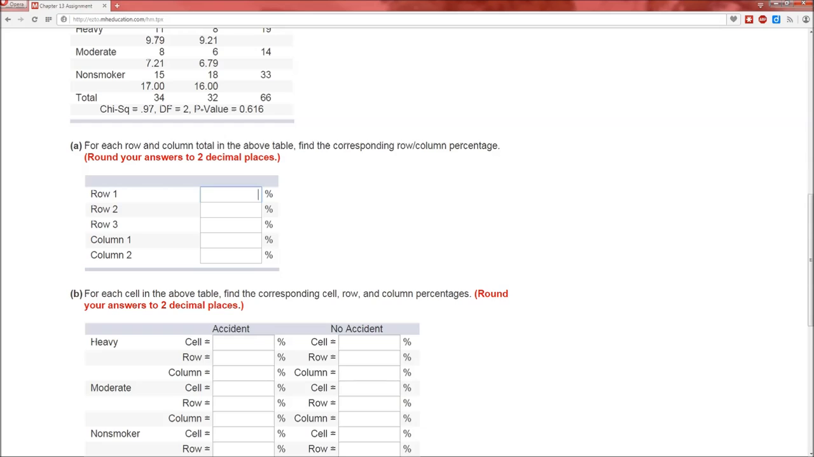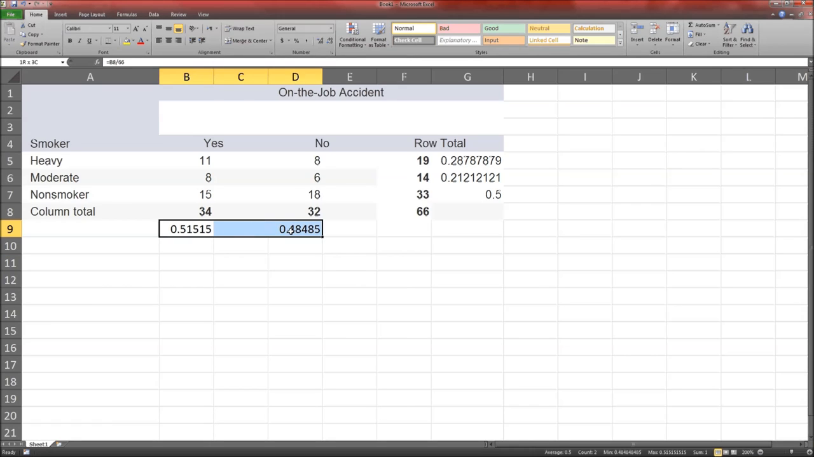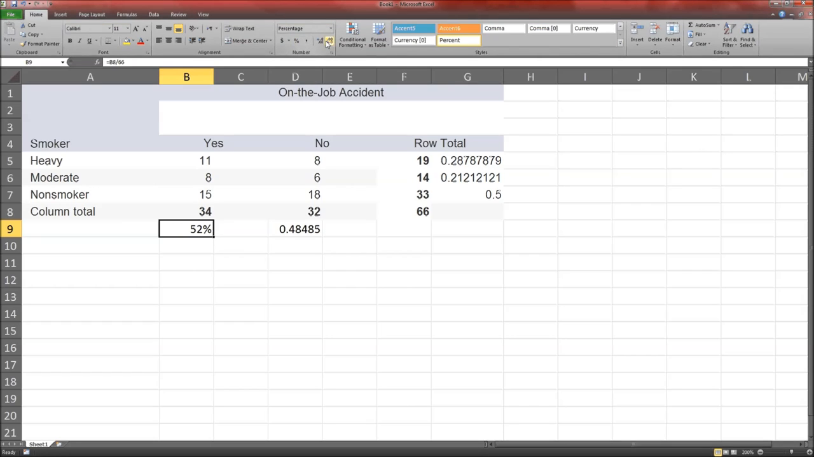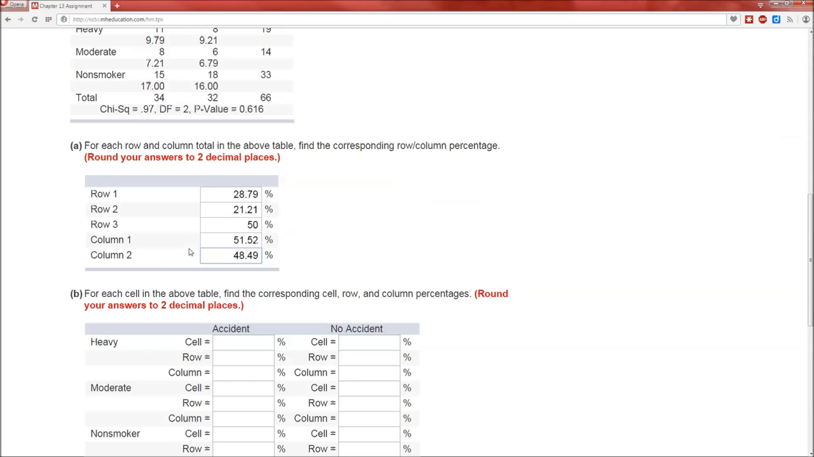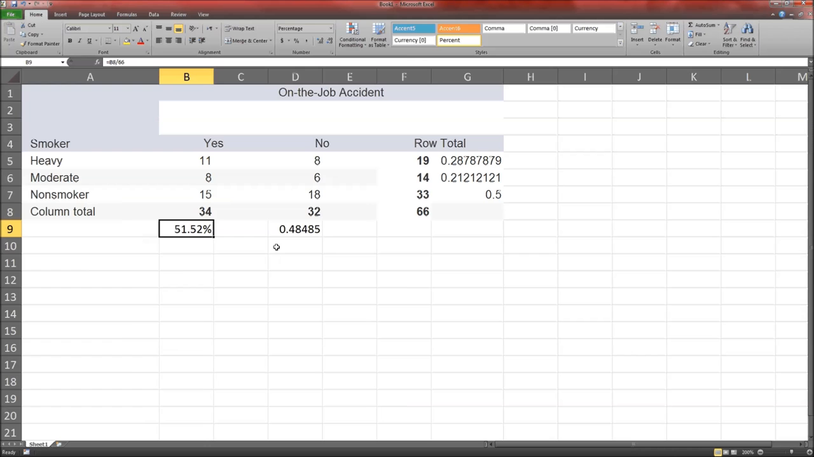Row 1 is 28, we've got to round it to two decimal places, 28.79%. Row 2 is 21.21%. Row 3 is 50%. Column 1 is 51.52%. And column 2 is 48.49%. Where did we get those? Well, we could actually change that into a percent. We've got to make it to two decimal places. 51.52% for column yes. 51.52% for column 1.